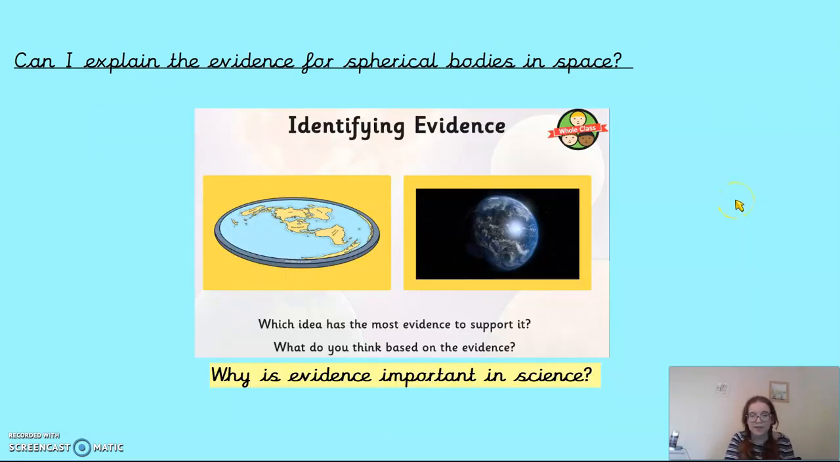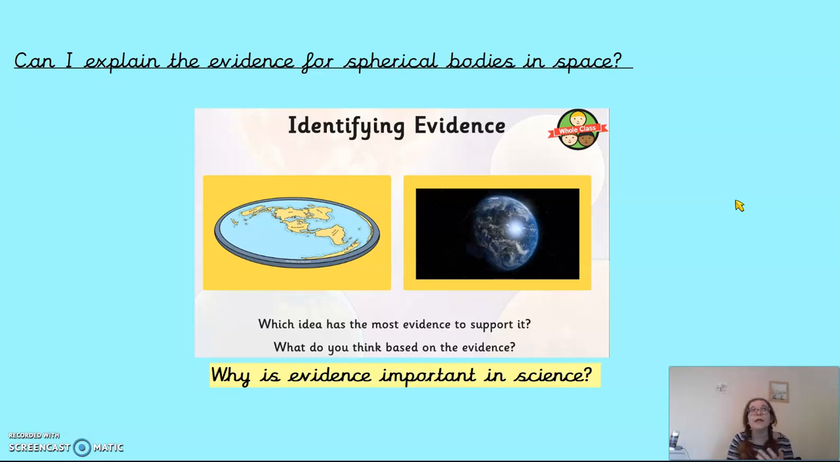Okay, I hope you've managed to sort out the evidence into two piles. Which idea has the most evidence to support it? Hopefully you've worked out that it is the spherical shape of the Earth, and hopefully that's what you agree with too. But what do you think based on the evidence?